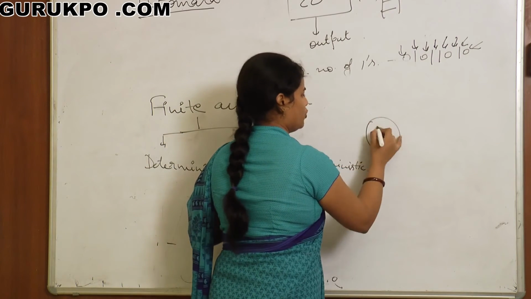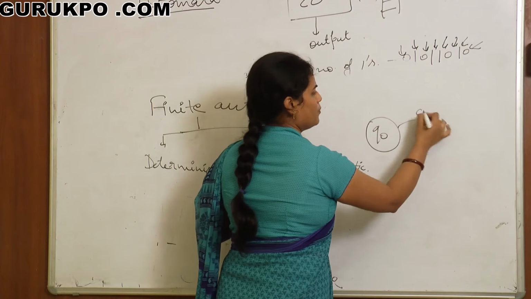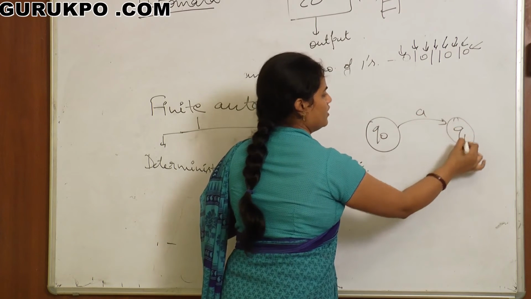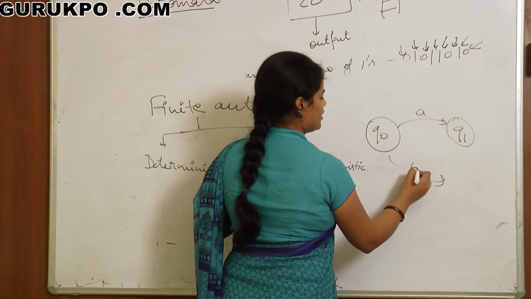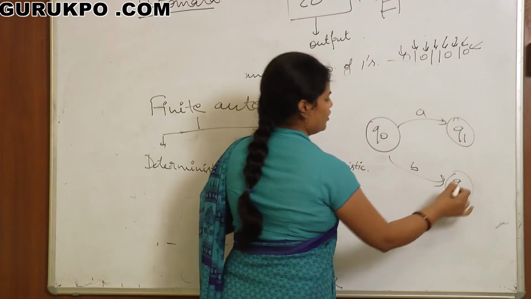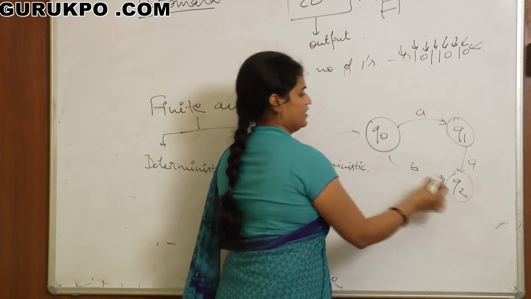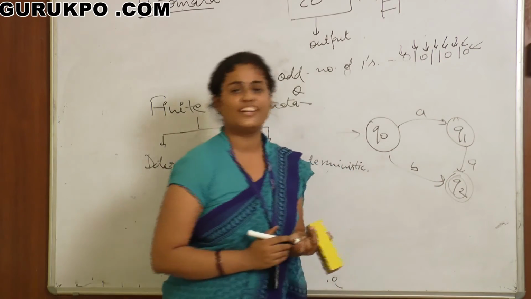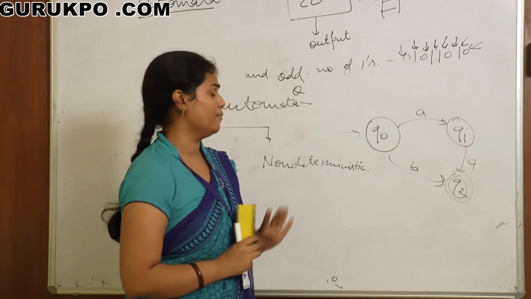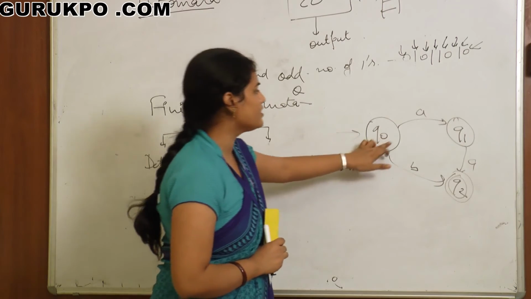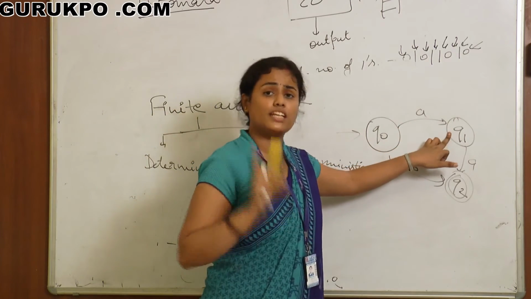Suppose there is a state Q0. I am giving the input A and I am reaching the state Q1. When I am giving the input B, then I am reaching the state Q2, and then again A, then I am reaching the state Q2. Q0 is the initial state and Q2 is, suppose, the final state. Suppose this is a diagram. In this case, when we are giving a single input, we are getting only a single output.